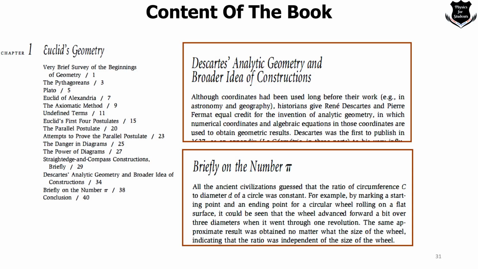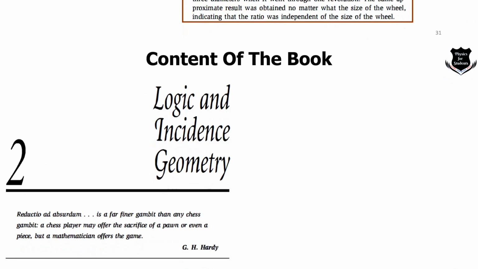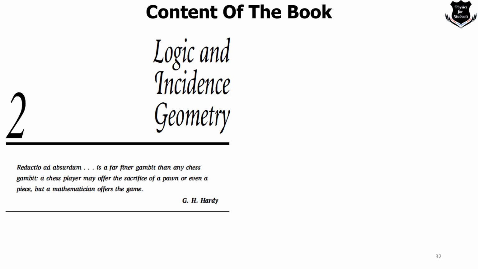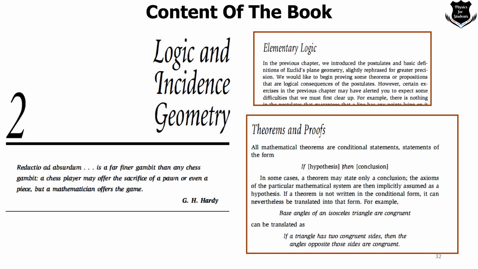Next will come Euclid's geometry, still continuing, then Descartes' analytic geometry, and briefly the number pi. Then it will come to logic and incidence geometry, which will cover areas like elementary logic, theorems and proofs. So you can see here: if hypothesis, then conclusion, isn't it? So the base angles of an isosceles triangle are congruent, which can be translated as: if a triangle.